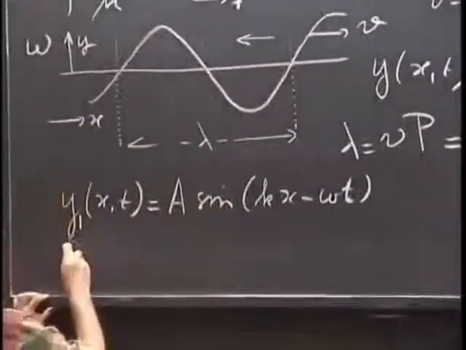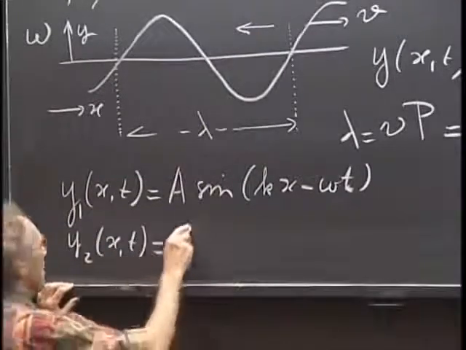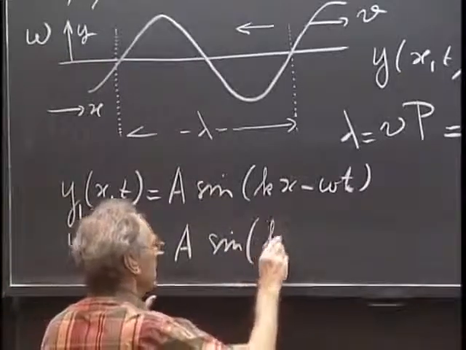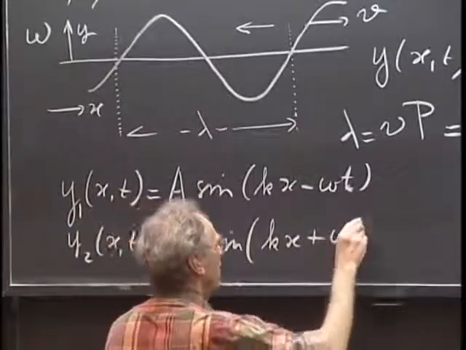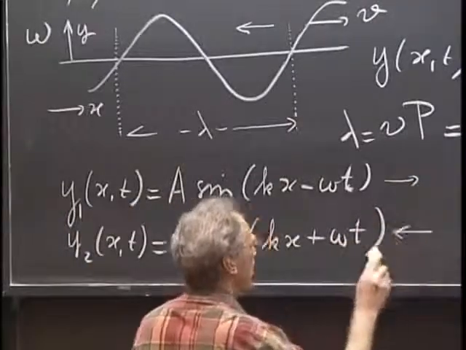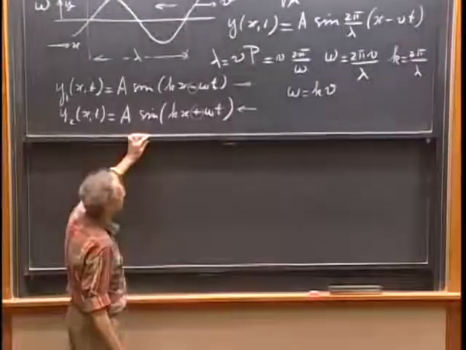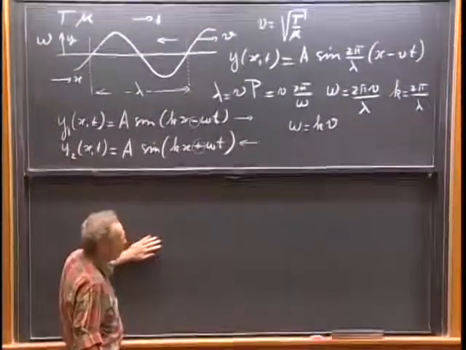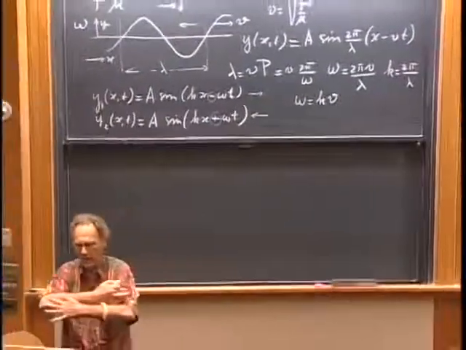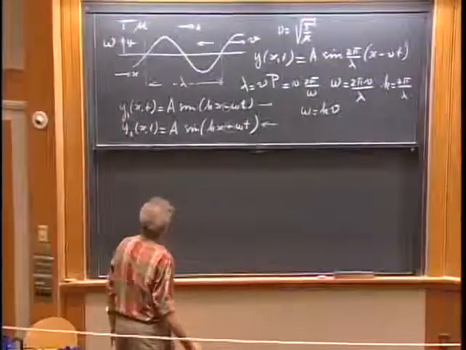And now I'm going to have another one, y2(x,t), same amplitude, same frequency, therefore same wavelength, but now it's going not in this direction, but in this direction. Notice there's a plus here where there is a minus there. And so I want to know what the superposition of those two waves does, because one is going like this, another one is going like this.